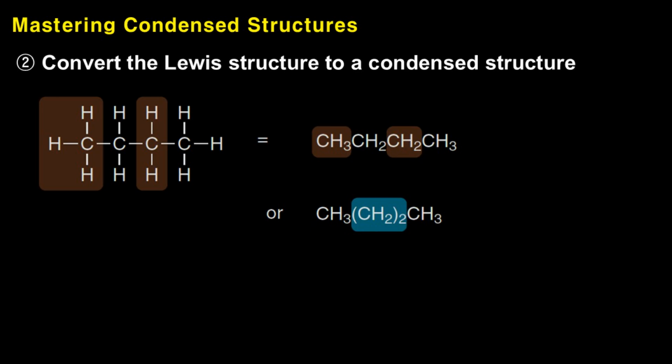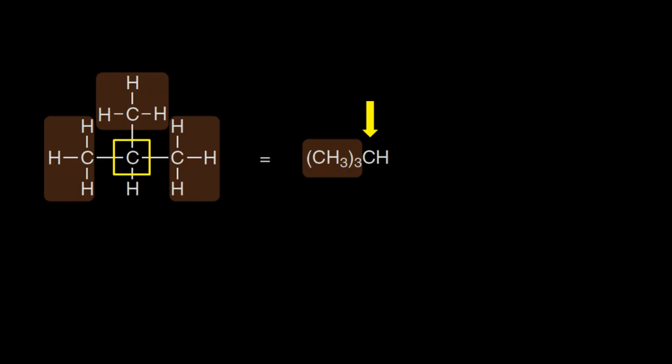Now, if you look closely, the two CH2 groups in the middle are identical. So we can make it even more compact by writing it as CH3(CH2)2CH3. That way, we're keeping the same information, but in a much more efficient form. Now let's see how to represent a central carbon with multiple identical substituents. If a carbon is bonded to 3 CH3 groups, we write those 3 CH3 groups inside parentheses and place the central carbon right next to them. This way, the notation stays short and clean, but still clearly shows how the molecule is put together.